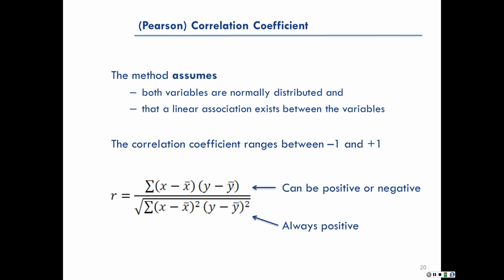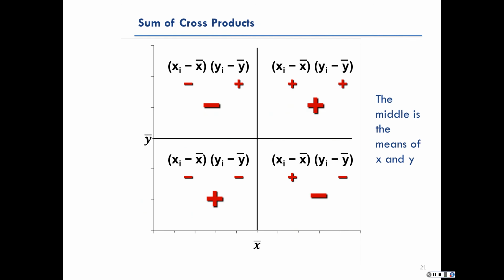And so, what are some assumptions when we use the correlation coefficient? Well, for one thing, this method assumes that both variables are normally distributed and that a linear association exists between the two variables. And as I mentioned, the correlation coefficient ranges between -1 and +1. And so you can see in the equation on the bottom here, the denominator of the equation for r is always positive, right? Because we're multiplying the sums of squares, and sums of squares are always positive. However, the numerator is what can be positive or negative, and so that gives us a positive or negative value for r.